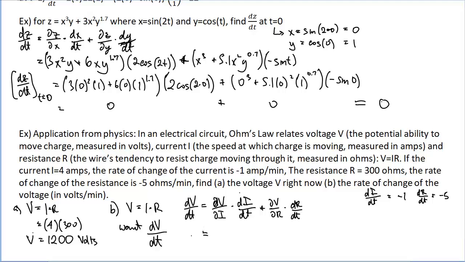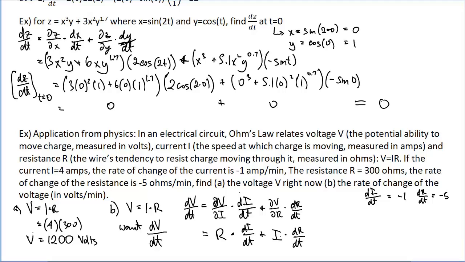So the one thing we do have a function for is V. V equals I times R. So we can calculate the derivatives of V. So the derivative of V with respect to I, where V equals IR, is just R. And we don't know anything about the function I, so we're just going to leave that as dI/dt. And again, the derivative dV/dR, we can calculate that. That is just I. And we don't know anything about the function R, so we just leave this as dR/dt.